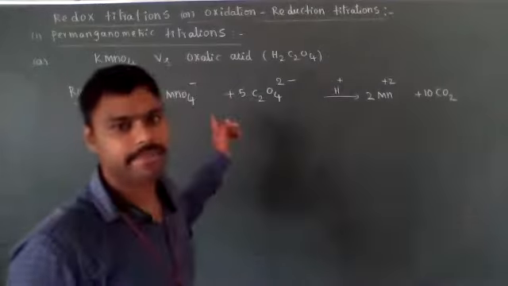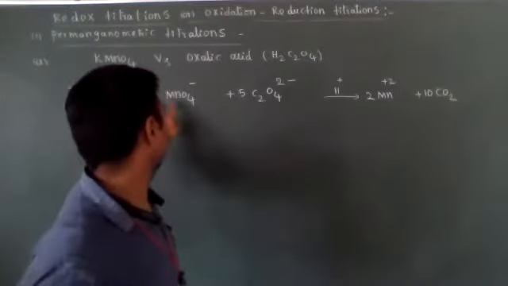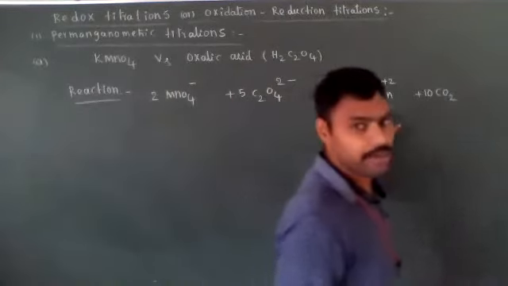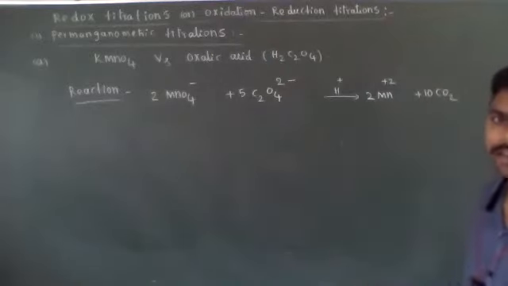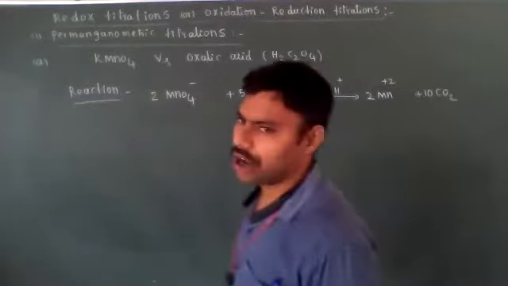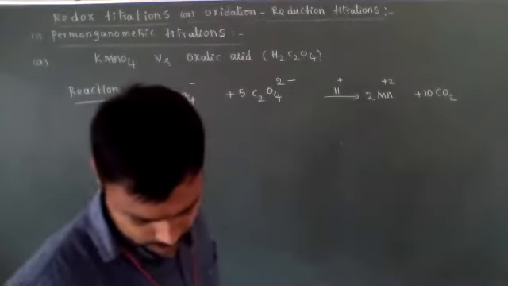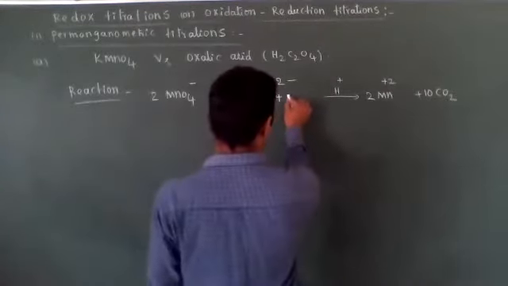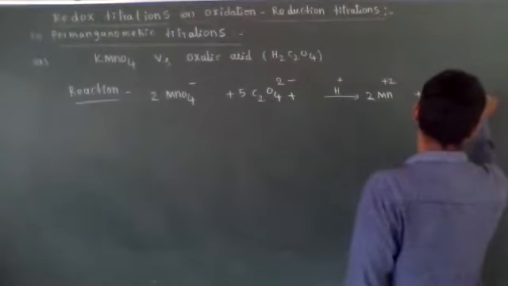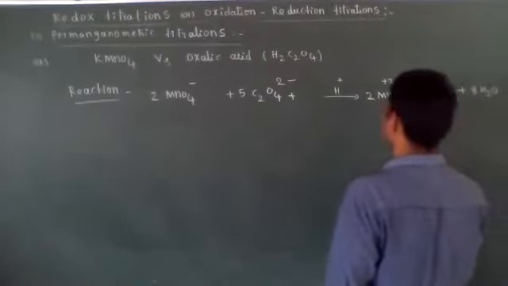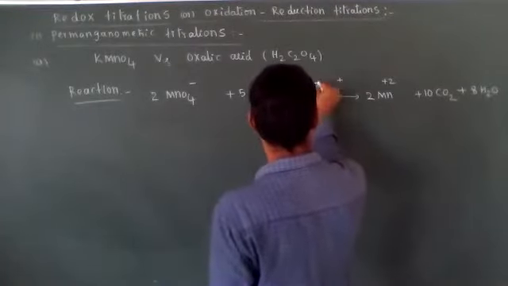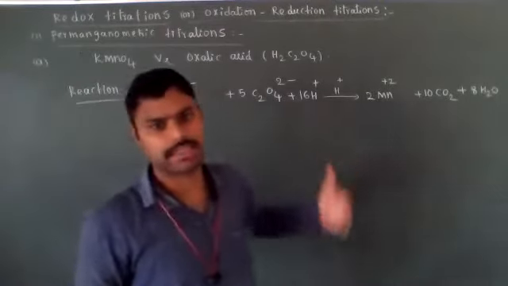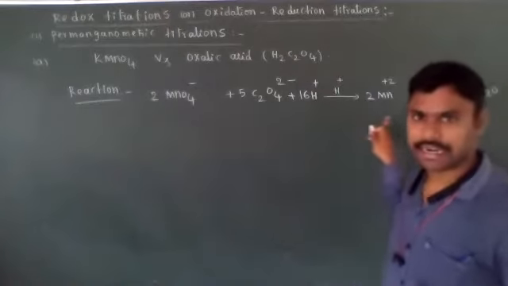We already did this balanced equation in acidic medium. 2 moles of MnO4 minus react with 5 moles of oxalic acid, forming 2 moles of Mn plus 2 and 10 moles of carbon dioxide. And the remaining oxygen and hydrogen atoms we need to balance. So for balancing oxygen and hydrogen atoms, here 8 water molecules will come, then 16 H plus. You have to use the oxidation number method to balance. Doing that again takes a lot of time, that's why I directly write the equation.